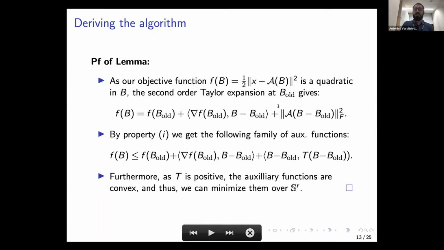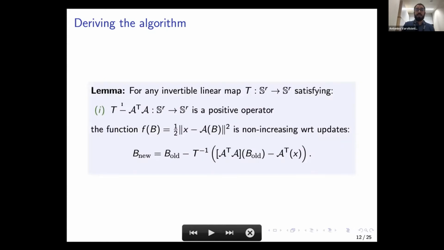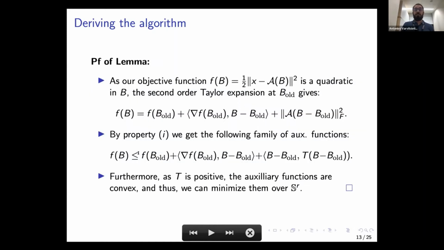But then I am assuming that T is larger compared to A transpose A, and that's going to give me basically this inequality. Essentially I just replace A transpose A with T here, which is fine because T is larger compared to A transpose A. And obviously, if you plug in B old for B, we have equality. So this is really a valid family of auxiliary functions.